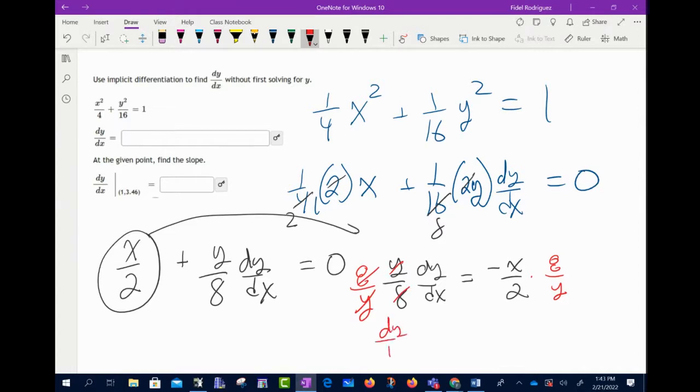So now we have dy dx equals, let's see, 2 goes into 8 4 times. Everybody agree, a negative 4x over y?